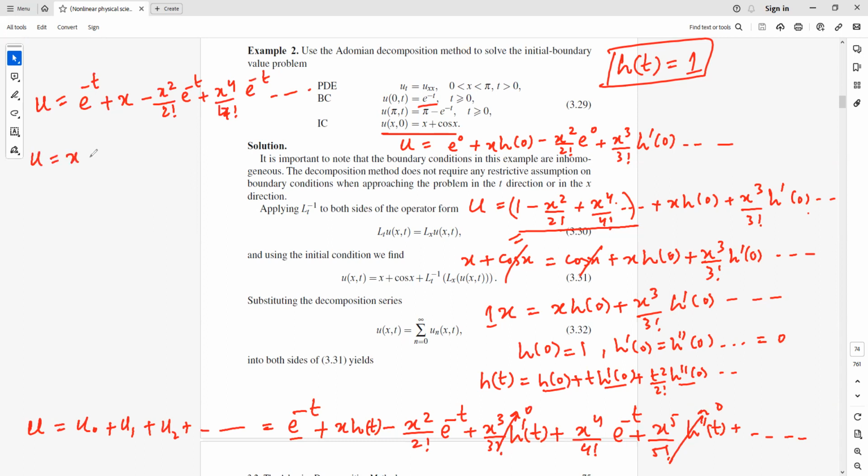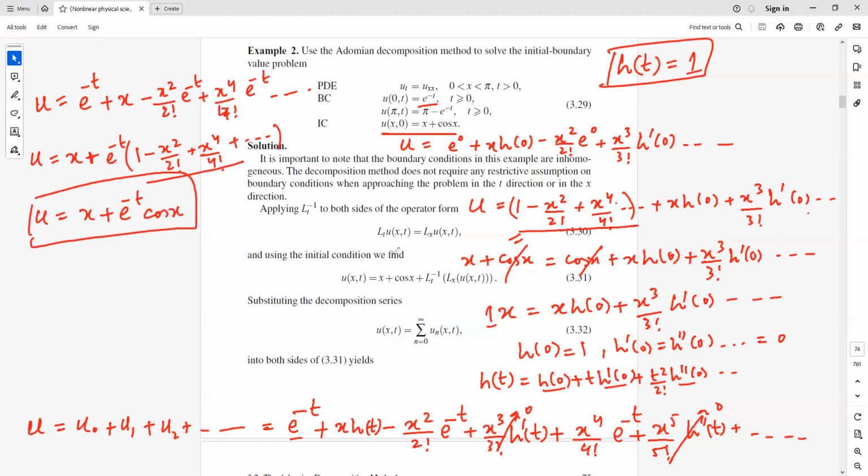So now we have x plus, if we take e to the power negative t as common, so we'll get 1 minus x squared over 2 factorial plus x to the power 4 over 4 factorial plus dot dot dot. Therefore, we get x plus e to the power negative t times this expression which is cosine x. So this is the final result of this problem.